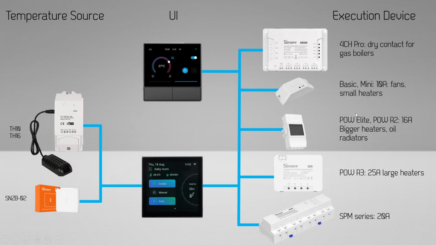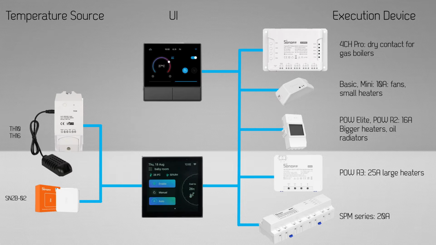From 10 amps, the next one up is probably POW Release 2 or the POW Elite. That can supply 16 amps. So they have a 16 amp relay. So for bigger heaters, fan heaters or oil radiators, you probably want to use something like that. But again, check your particular model, check the amperage rating on that, just to make sure that you are picking the right product.